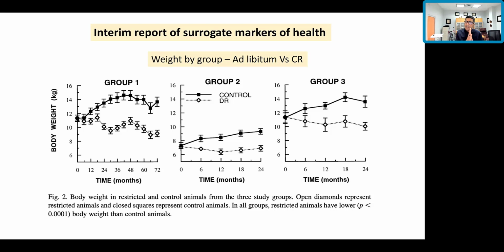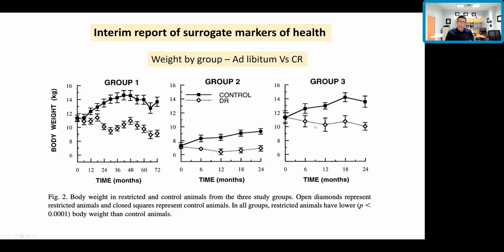There was an interim analysis at about 8 years in 2000. And this paper was published. In the interim analysis, they looked at the difference in weight between the group that was given as much food as they wanted versus calorie restricted. So this group, which was given as much food as they wanted, was heavier. The calorie restricted group was lighter. This was the second enrollment period. Within 24 months, these curves started separating. The ad libitum group were heavier. The calorie restricted groups were lighter, quite significantly in all three groups.